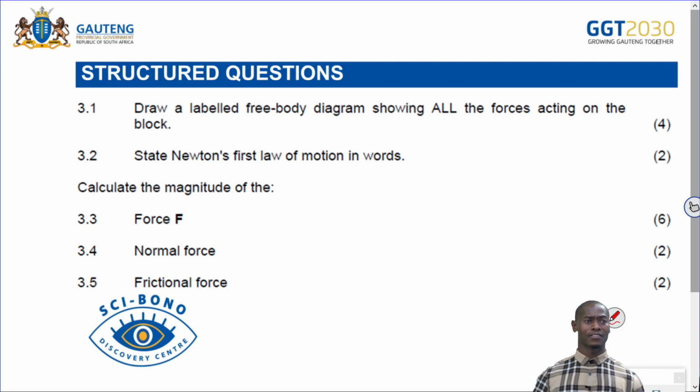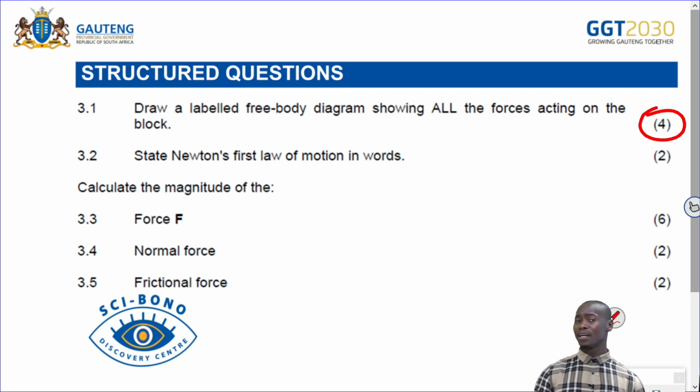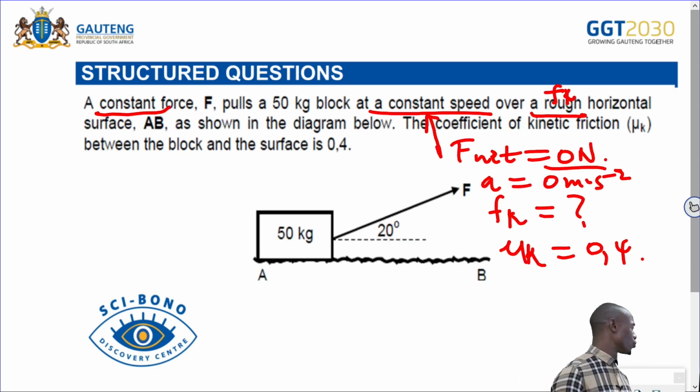Then let's check the first question. Draw a labeled free body diagram showing all the forces acting on the block. You can see how many marks we are having there. There are 4. All right, if it's 4 marks, I'm expecting how many forces? 4 forces. Let's check if we'll be able to do that. All right, so I'm expecting 4 forces.